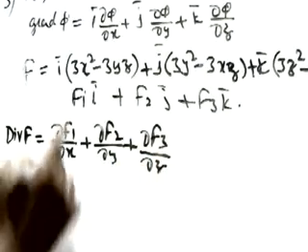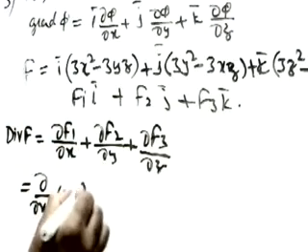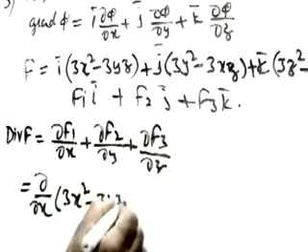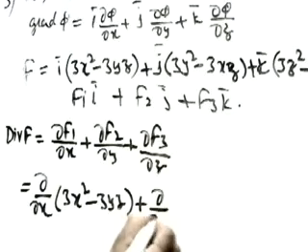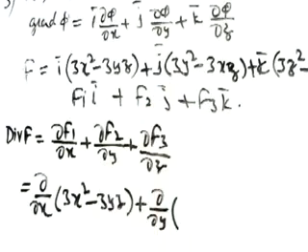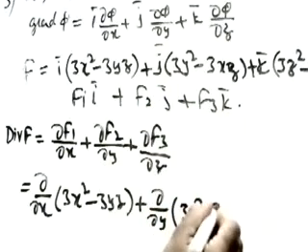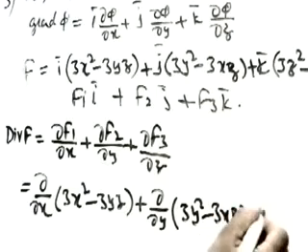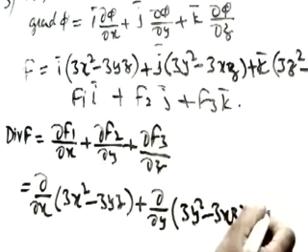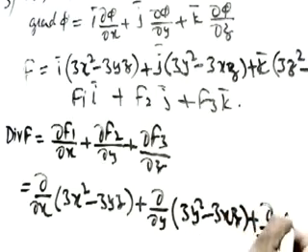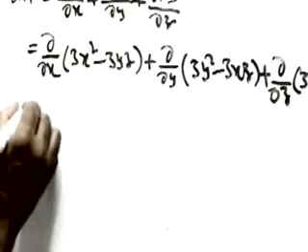So let me substitute dou by dou x of F1. F1 is 3x square minus 3yz, plus dou by dou y of F2. F2 is 3y square minus 3xz, plus dou by dou z of F3, which is 3z square minus 3xy. Now the last step, we will get the divergence.